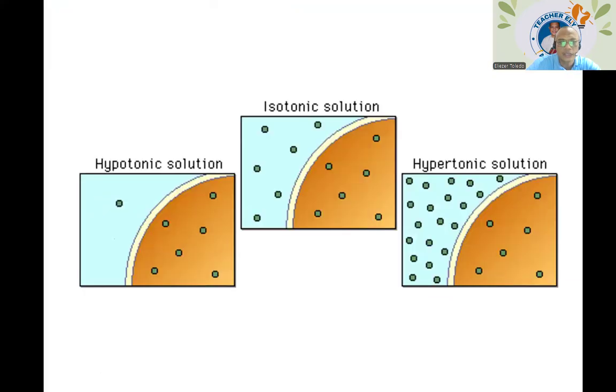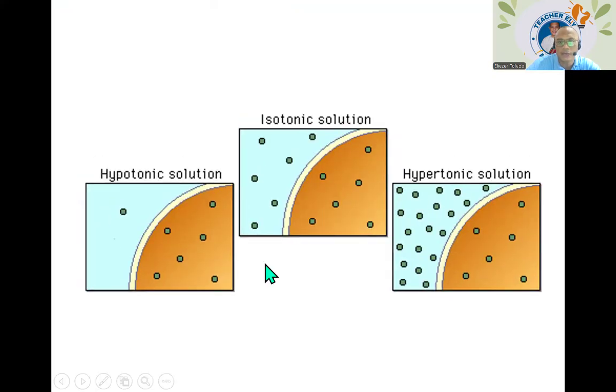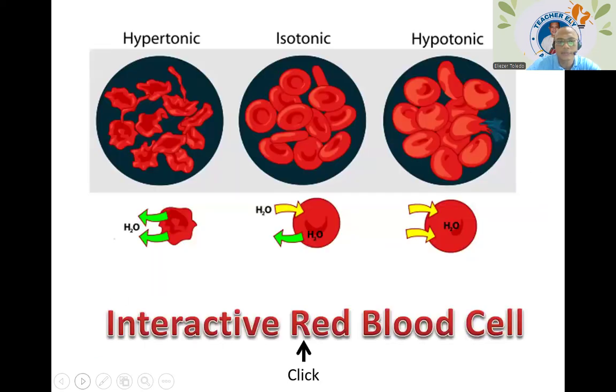This is an illustration of hypo, iso, and hyper. Hypo, either it goes in or it goes out. Iso, the same. Oh, sorry. Hypo would mean the solute or the water would go in. Hyper, the water here will go out.